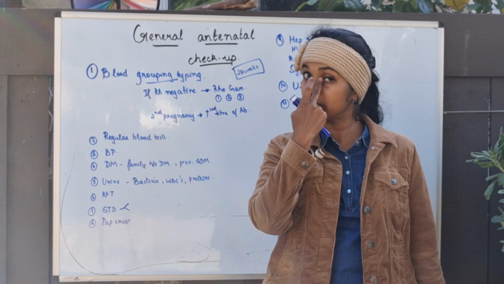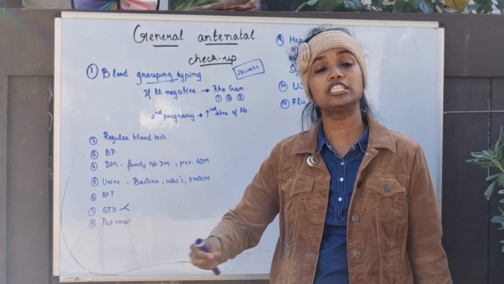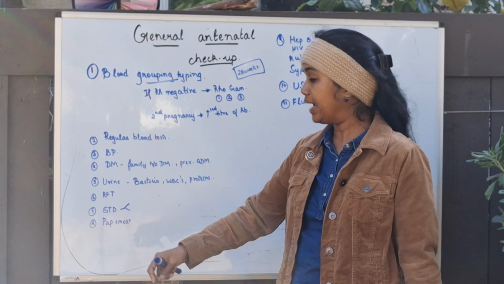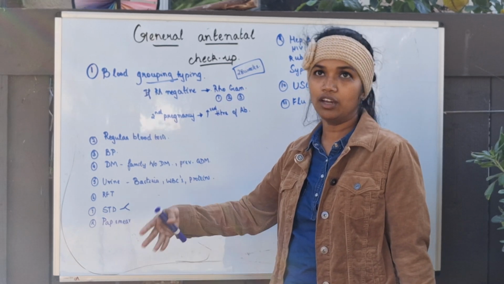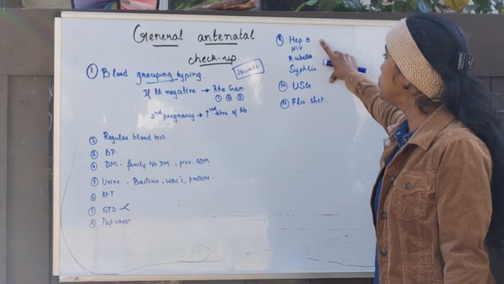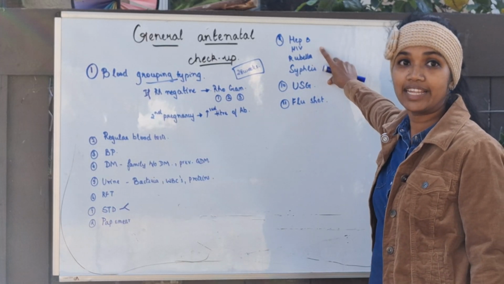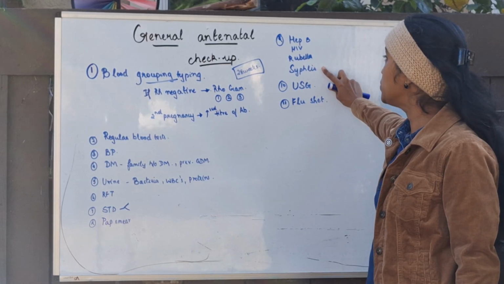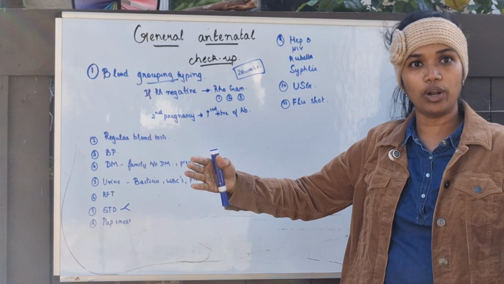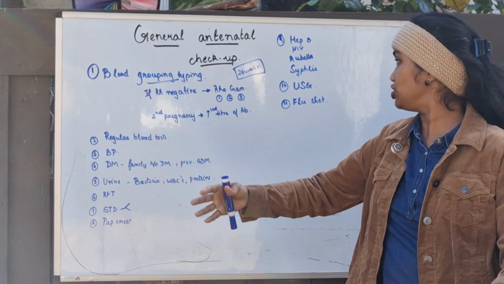We also need to screen if she is suffering from any sexually transmitted disease like gonorrhea or chlamydia, and we also do a pap smear to look for cervical cancer. In addition to it, we will be looking at hepatitis B, HIV, syphilis as well as rubella. Ultrasound should also be done where we will be assessing the crown rump length to determine the gestational age.